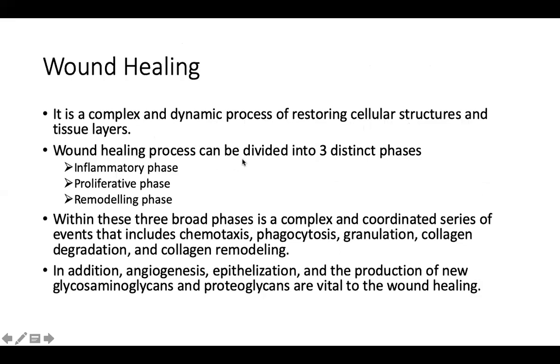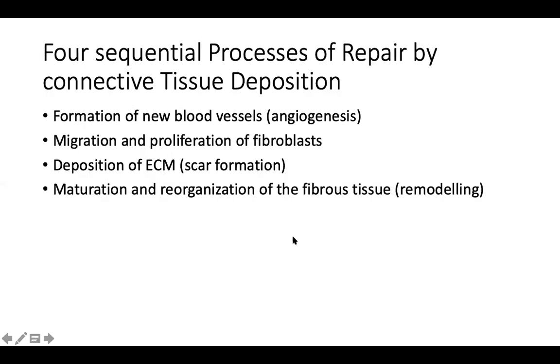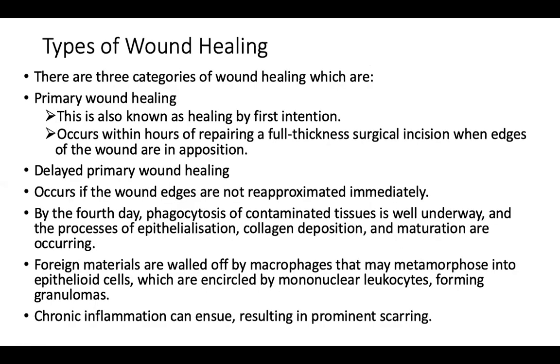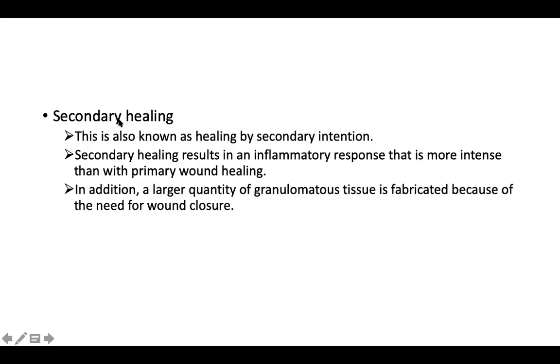So the wound healing process can be divided into 3 phases. The first phase is the inflammatory phase, the second phase is the proliferative phase, and the third phase is the remodeling phase. These phases do not differ from the processes that take place during connective tissue deposition. So there are various ways the wound is going to heal, and we have primary wound healing, we have delayed primary wound healing, and lastly we are going to be talking about secondary wound healing.